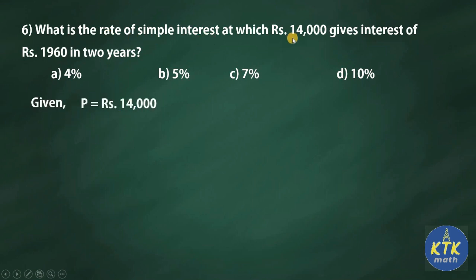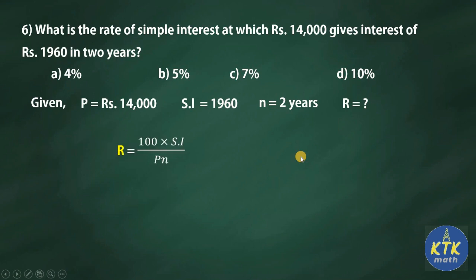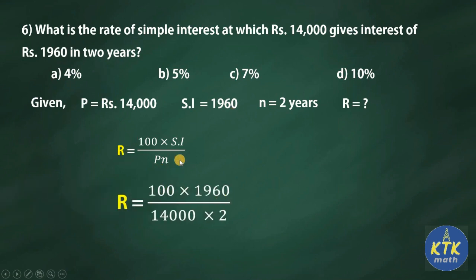Principal value is 14,000, then simple interest is 1960, then the duration n is 2 years. We need to find the r value. So we know how to find the r value. The formula is 100 into simple interest divided by the product of principal and number of years. So directly you can substitute the values. 100 into simple interest 1960 by principal value 14,000 into 2.